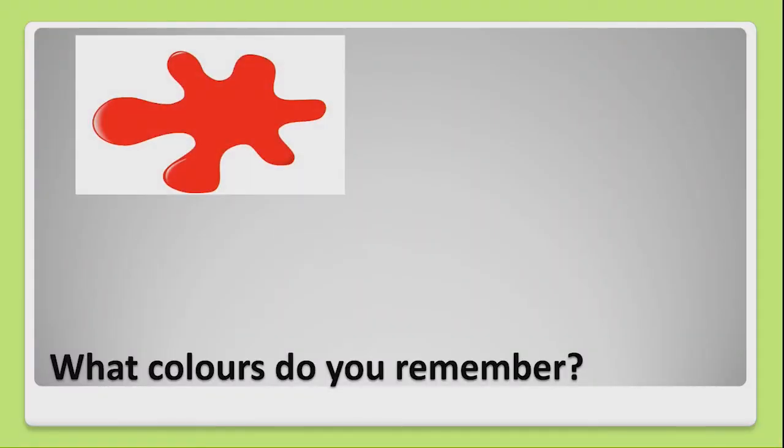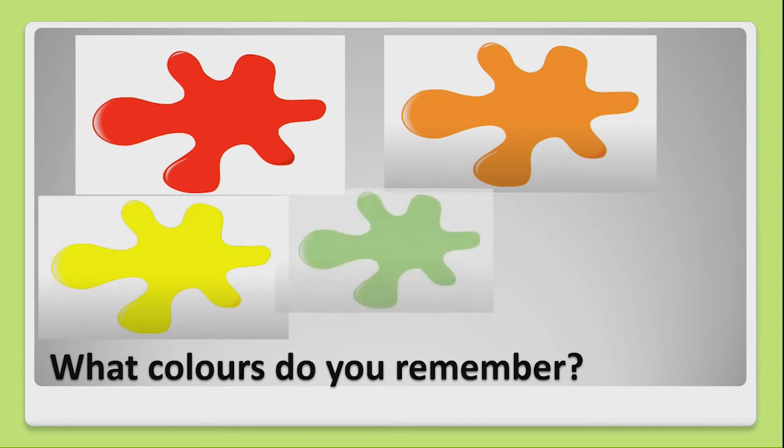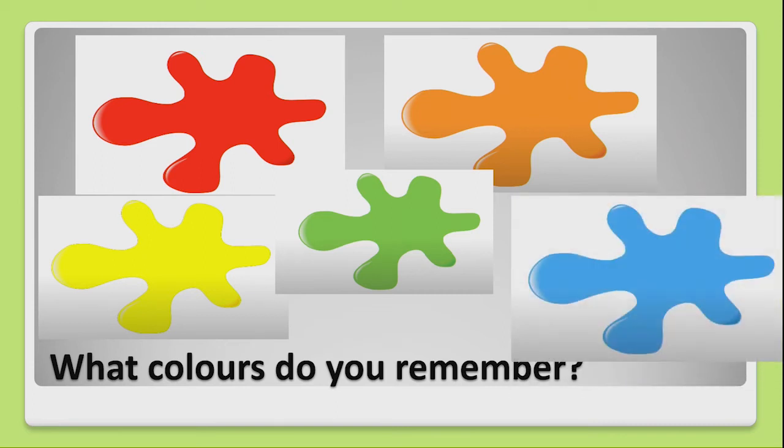Okay, children, now let's remember the colors. Look at the picture and say, what color is it? It's red. What about this? This is orange. And this is yellow. What about this color? It's green. And this is blue. Let's repeat. Red, orange, yellow, green, blue.